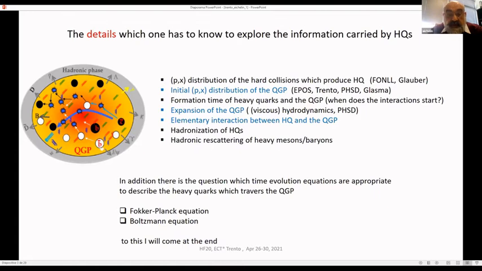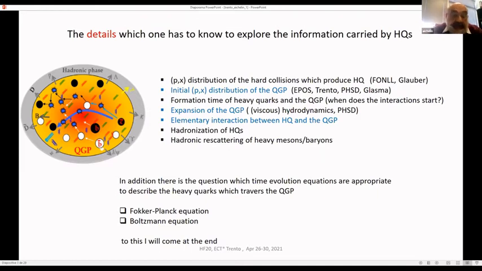So there we need the initial condition of the usual transport theories, EPOS or PHSD, or the initial condition depending on Trento and the plasma. We need the formation time of heavy quarks and the quark-gluon plasma, because only after they are formed can they interact. And especially we have to address the question when the interaction starts. We have to look at the expansion of the plasma, whether it's hydrodynamics or viscous hydrodynamics or transport theories like in PHSD.